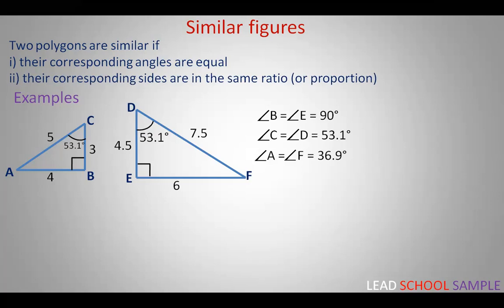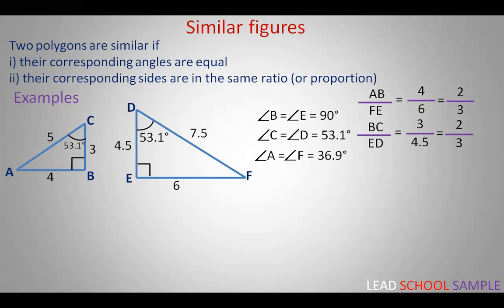Now we have to see the corresponding sides ratio. If you take AB upon DE, that is wrong. We have to see the one-to-one correspondence. A corresponds to F, B corresponds to E, and C corresponds to D. So AB, if you take, its corresponding side will be EF or FE. That is 4 upon 6. If you express in lowest terms, it is 2 upon 3. If you take BC, its corresponding side is ED. Their ratio will be 3 upon 4.5. That is also 2 upon 3.